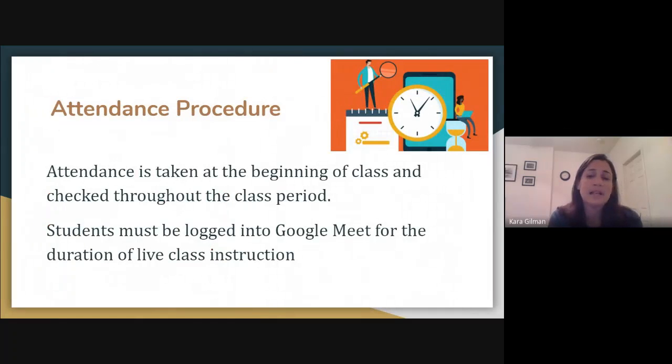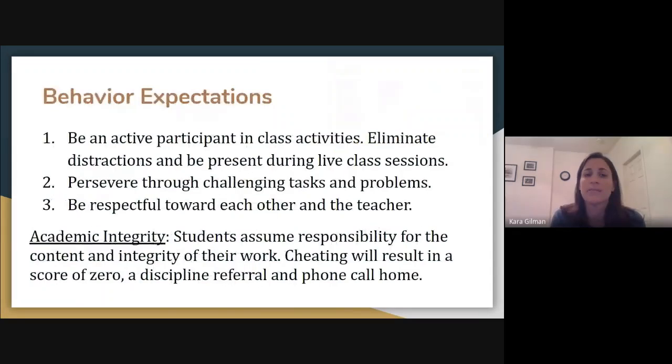Attendance is taken at the beginning of class, but I do continue to check it throughout the class period, so students need to stay logged into the Google Meet for the duration of the class time. Behavior is not usually an issue, except right now most students don't have their cameras on, which is okay, but it makes it a little difficult for me to make sure that they're eliminating their distractions and that when they're present during live class sessions, they're really present.